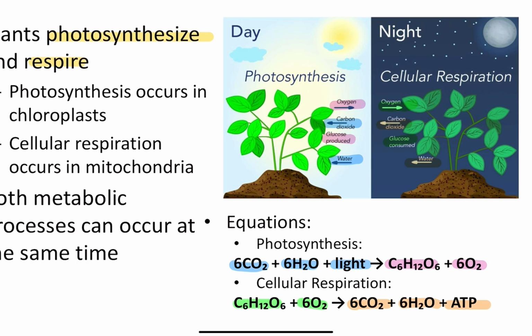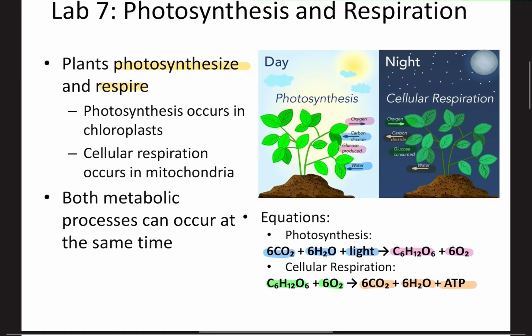Something really important to understand is that even though these processes seem like they are distinct from each other and happening separately, they actually can occur at the same time, especially when the plant is exposed to light. But they don't happen in the same place. Photosynthesis takes place in the chloroplasts, and cellular respiration occurs in the mitochondria.